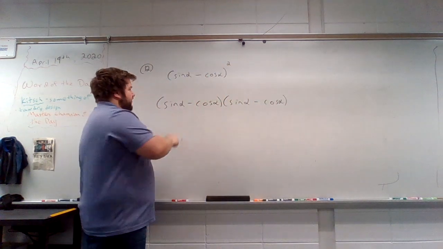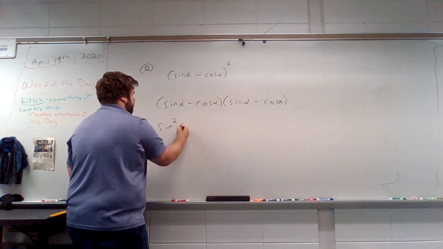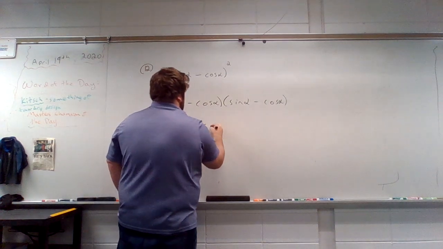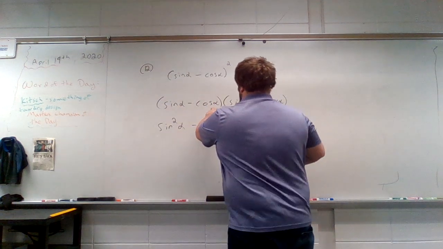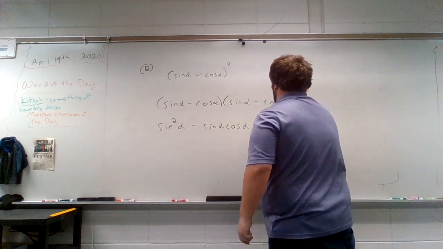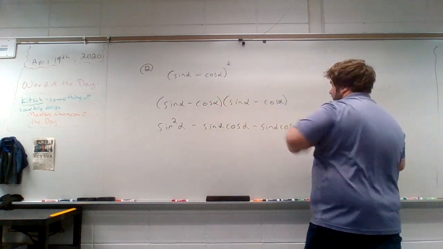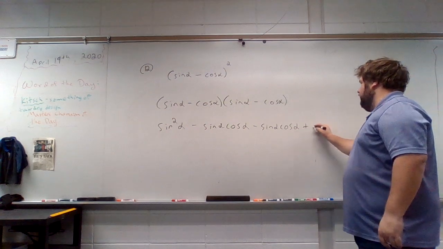Okay? So this is going to be sine alpha times sine alpha, that's sine squared alpha. Sine alpha times negative cosine alpha, that's negative sine alpha cosine alpha. Negative cosine alpha times sine alpha, that's negative sine alpha cosine alpha. Negative cosine alpha times negative cosine alpha, that's a positive cosine squared alpha.